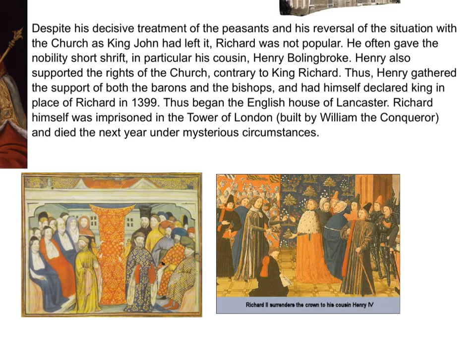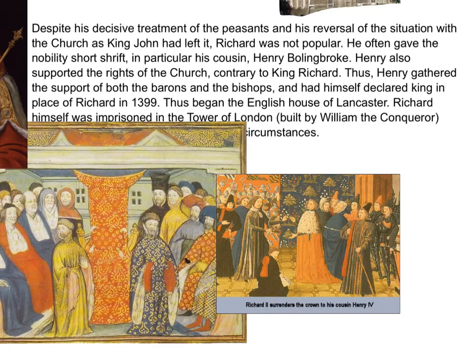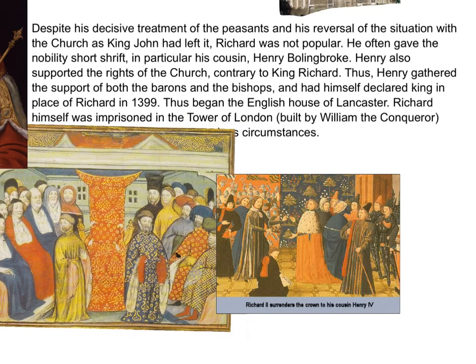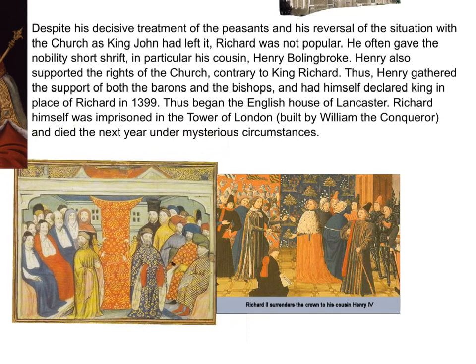Now, despite his decisive treatment of the peasants and his reversal of the situation with the church as King John had left it, Richard was not popular. He often gave the nobility short shrift, in particular his cousin Henry Bolingbroke. Henry Bolingbroke also supported the rights of the church, contrary to King Richard. Thus, in 1399, Henry gathered the support of both the barons and the bishops, this is him right here talking to the bishops and the barons, and had himself declared king in place of Richard.